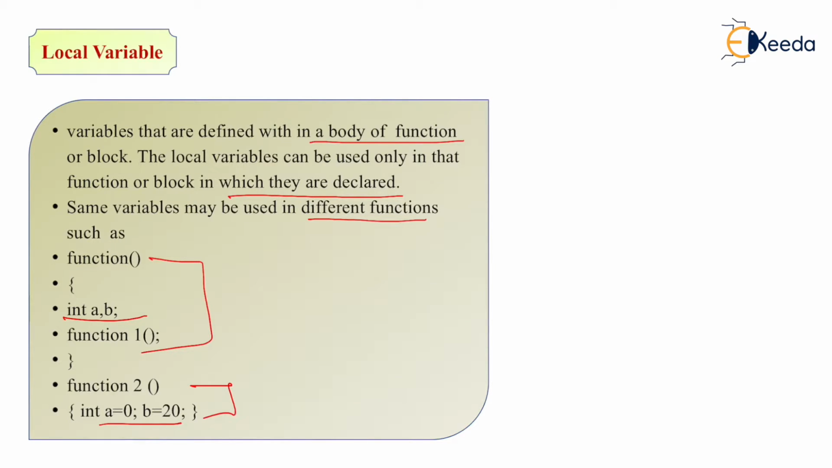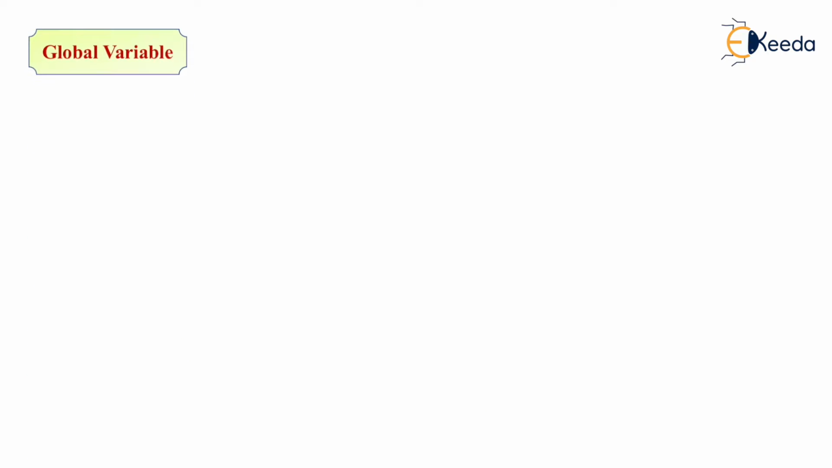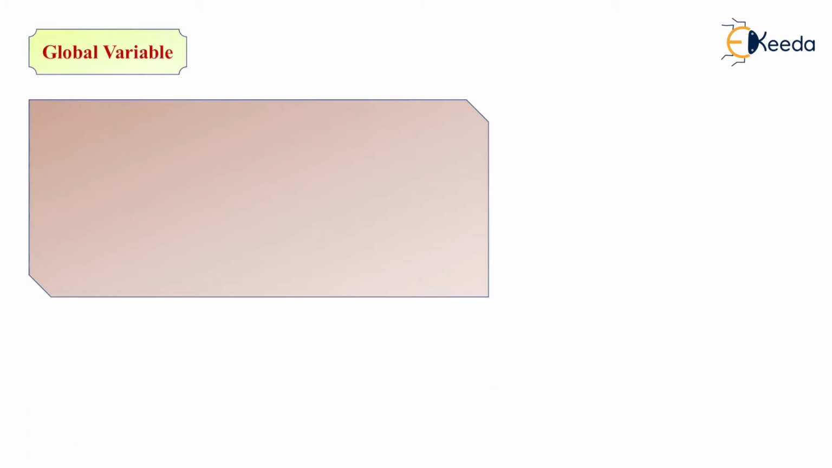That means the definition, or the value, or the life of a and b is present from this statement to this. And the life of this a and b, that is 0 and 20, is from this statement to this statement, that is in the block of function 2 only. Outside function 2 there is no value of a and b, so there is no life of a and b. No one identifies the a and b. So that type of variable is called a local variable of function 2, or the local variable of a function.